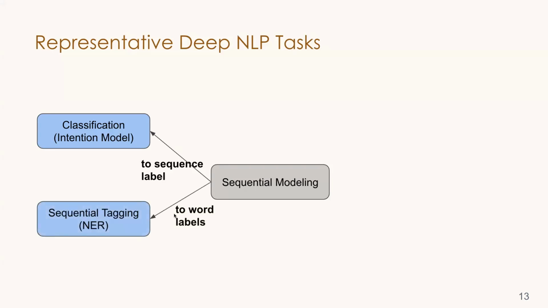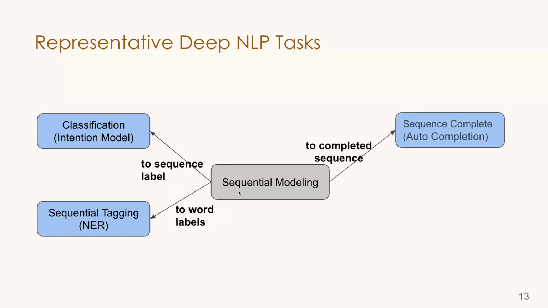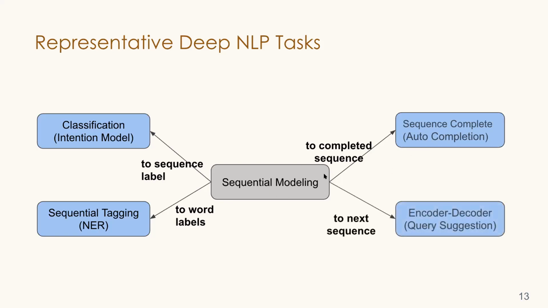You can also add a loss function to each of the words, and it becomes sequential tagging. An example is named entity recognition. Given a query like software engineer LinkedIn, you want to identify that software engineer is a job title, and LinkedIn is a company. Also, from partial sentence, you can extend to complete sentence, such as query autocomplete. And given one query, you can generate a better query suggestion by using the encoder-decoder framework. So that is from one sentence to the next sentence.